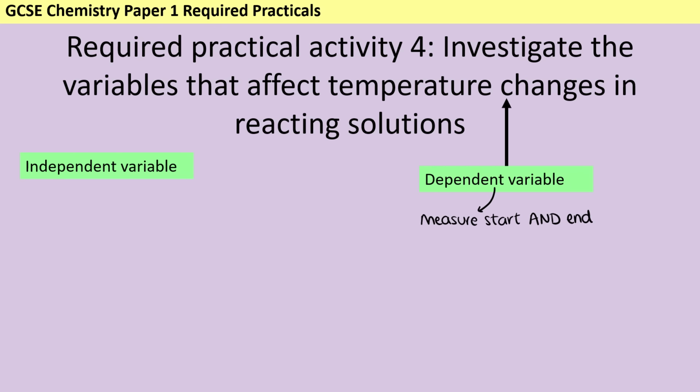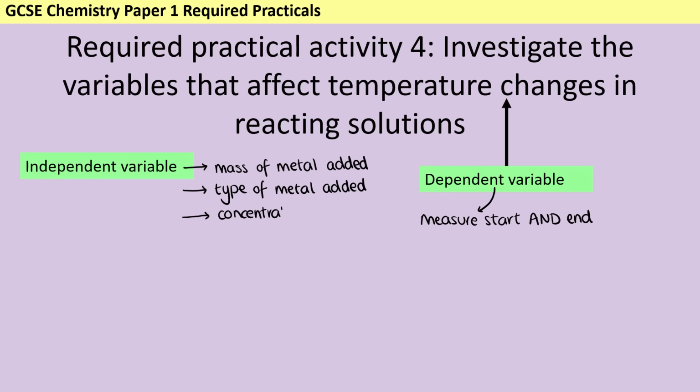Now, in terms of the independent variable, this is going to vary from question to question. So you need to make sure you're reading it carefully and identifying what has changed in each experiment. So this could be something like the mass of metal that's added to an acid or a sulfate solution. It could also be the type of metal that's being added. Or it could be something like the concentration of a solution.